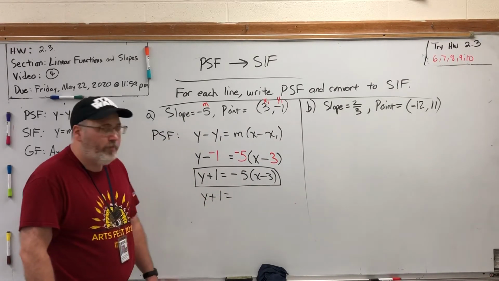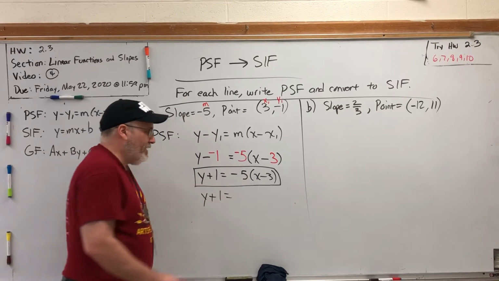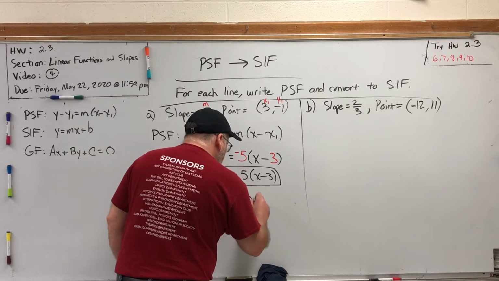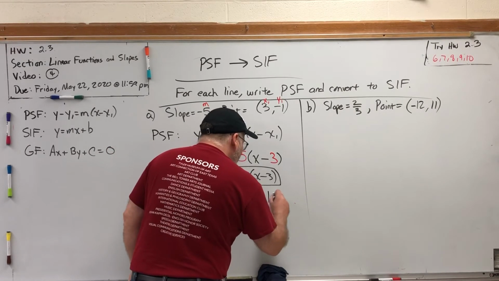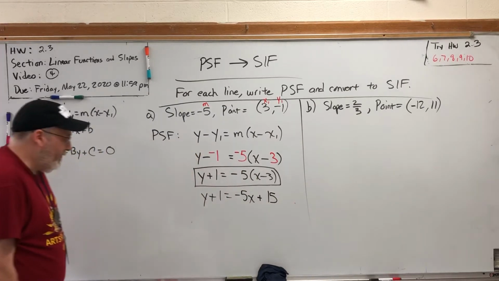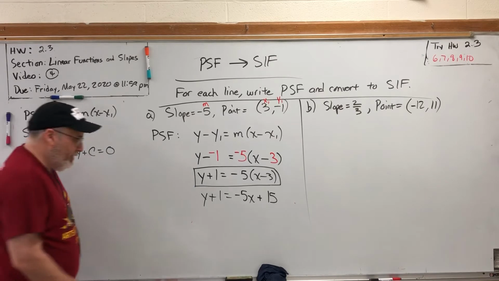We just need to distribute. Be very careful, I'm distributing in -5. -5 times x is -5x. But -5 times -3 is positive 15. That gets us one step closer to slope-intercept form, but we still need to get the y by itself.